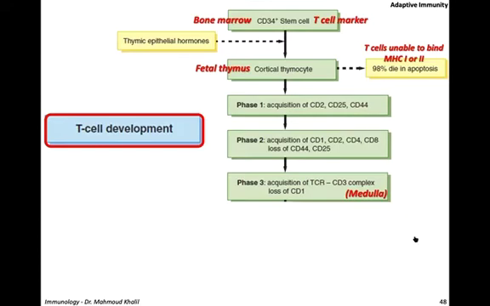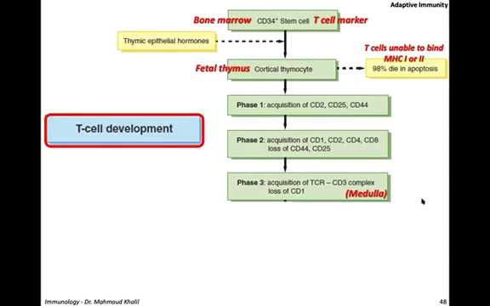And then we have the CD1, 2, 4, 8 as well, and the loss of CD44 and CD25. While in phase 3, which is occurring in the medulla, the TCR starts to appear bound with the CD3 complex, and as well the loss of CD1.